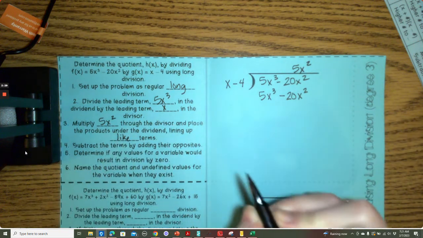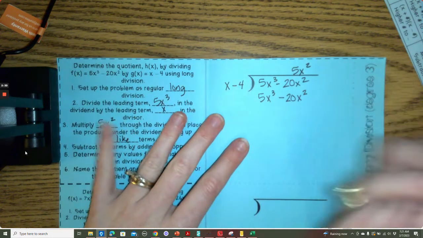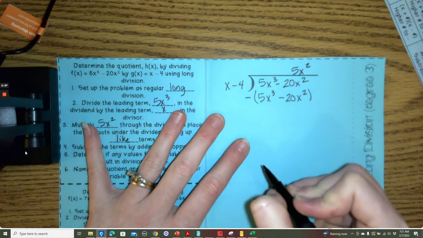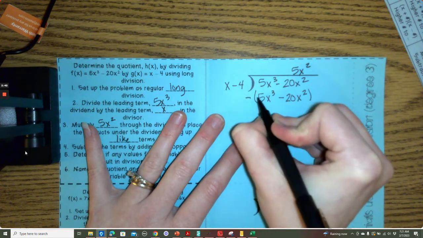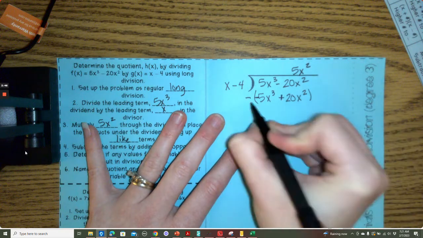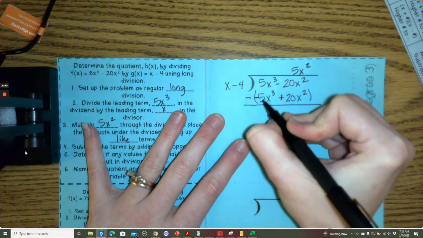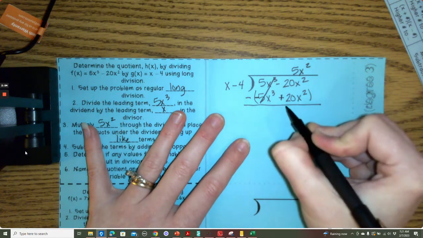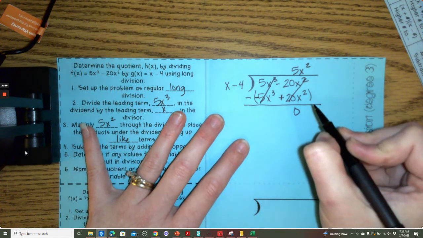All right, we subtract the terms by adding their opposites. So in regular division, you would subtract what you put underneath. So in this case, subtract means you're changing the signs. So this becomes a negative 5x cubed, and this becomes a positive 5x cubed. So positive 5x cubed and negative 5x cubed cancel. Negative 20x squared and positive 20x squared cancel, leaving me with a 0.